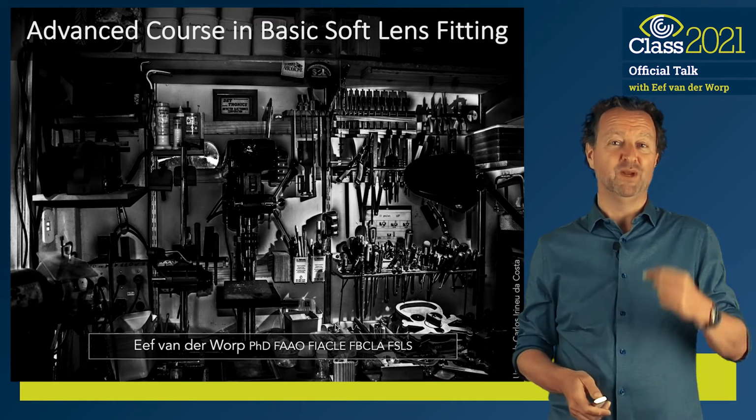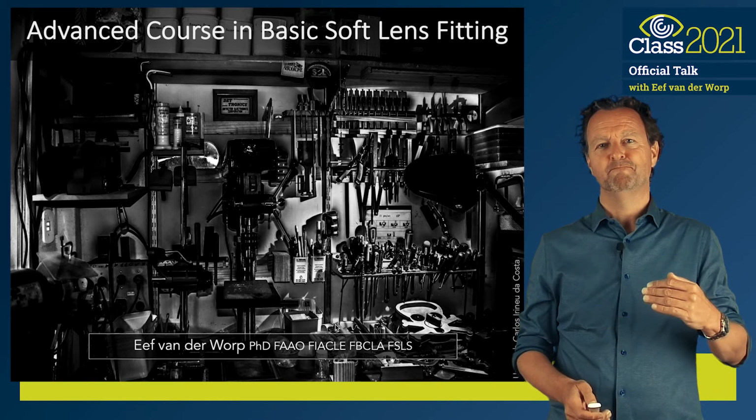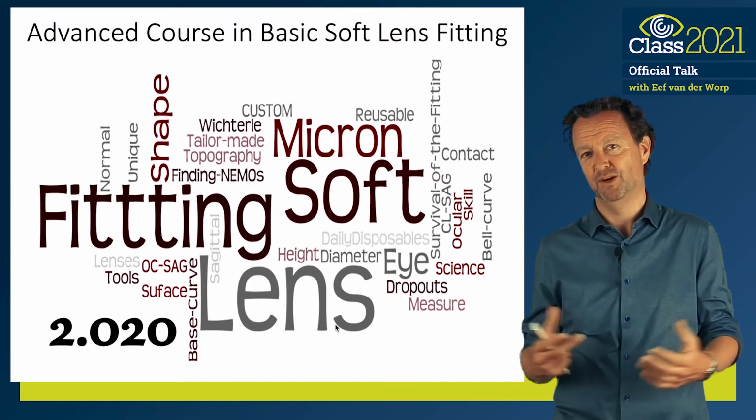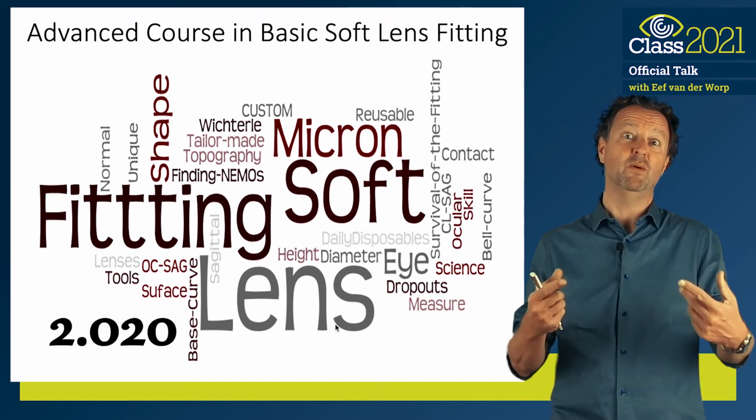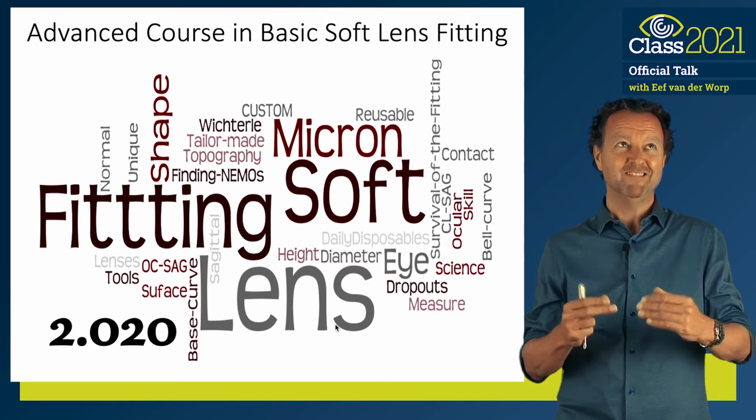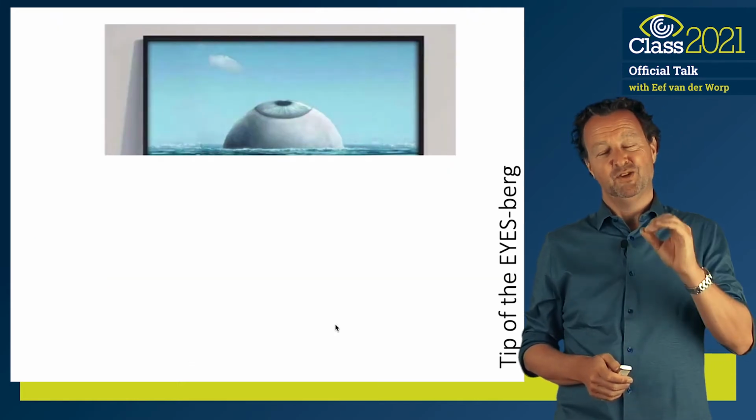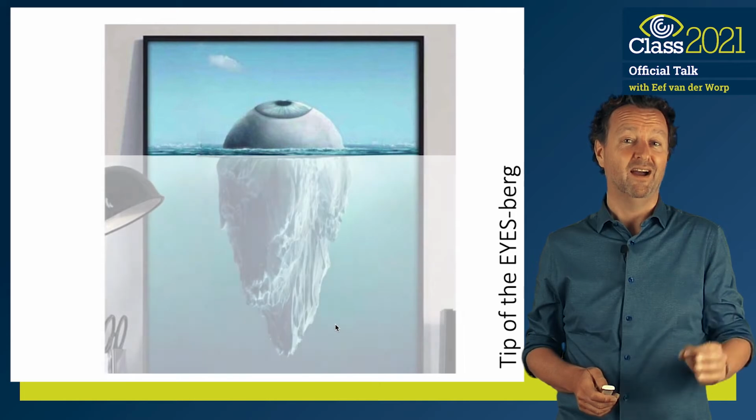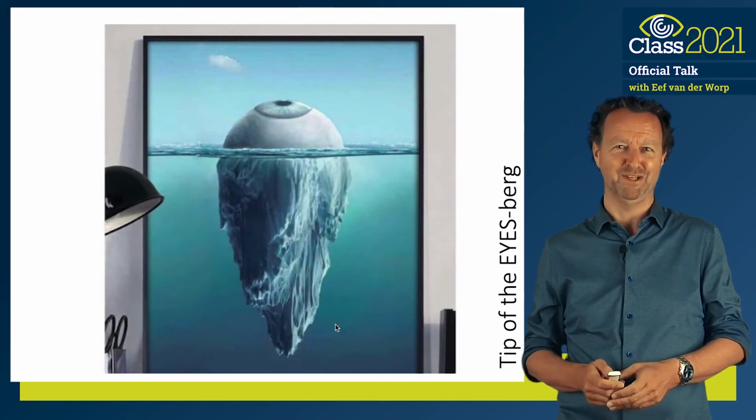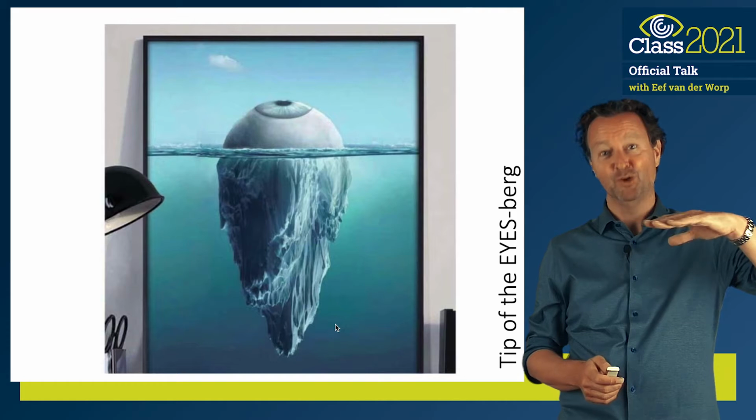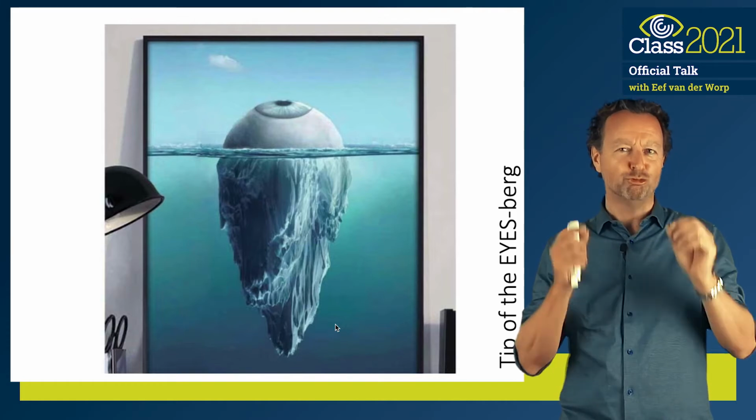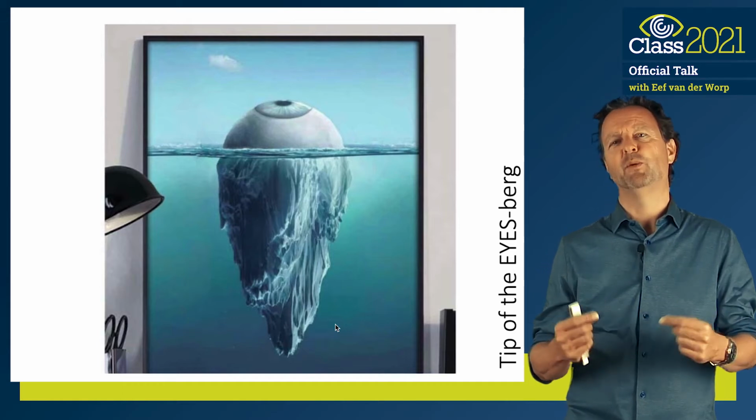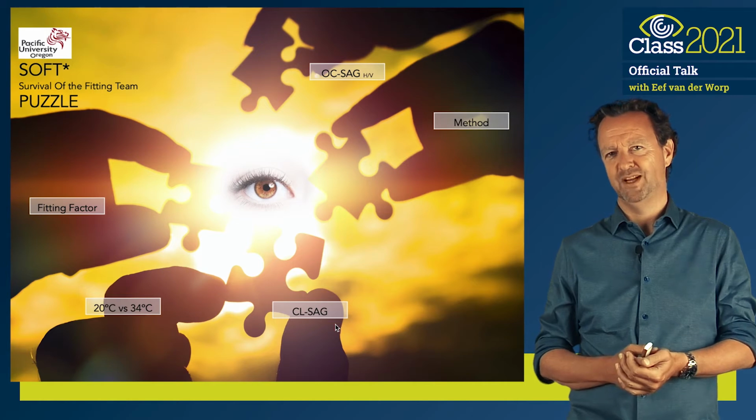Now what I want to do in this particular talk is a little bit of an upgrade from last year. Last year we looked at soft lens fitting 2.0 in 2020. Now in 2021 I want to dig a little deeper, because to be quite frank, there's a little bit more to it than meets the eye. It's the tip of the iceberg. Let's look under the surface to see what's there to really understand what we're doing and what we're not doing, and how we can learn from that to actually upgrade soft lens fitting.